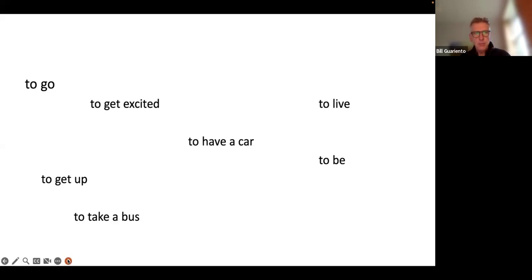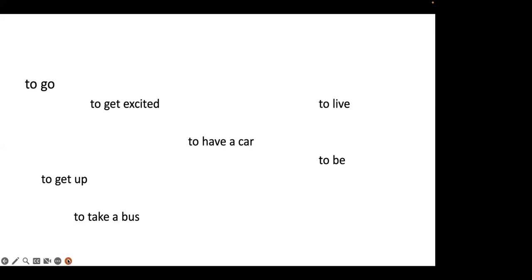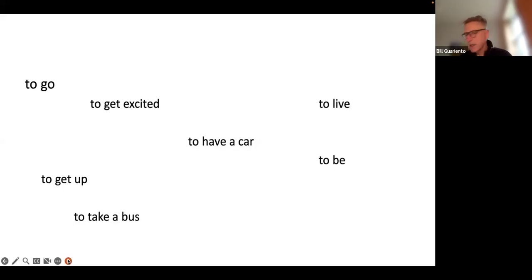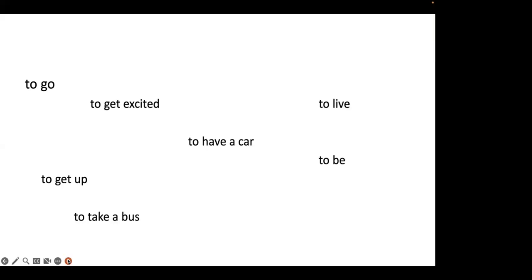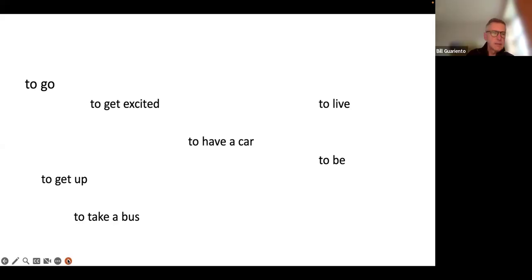Do you remember the rules from last week? What does this slide show us? Mice. The differences between action verbs and state verbs. Good answer, Mice. Which of these are action verbs, Mice? I think to go, to get excited, to get up, and to take a bus. That's right.